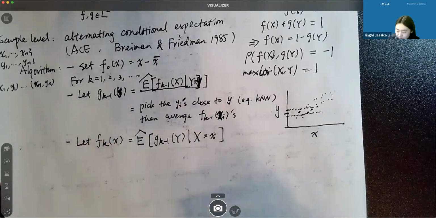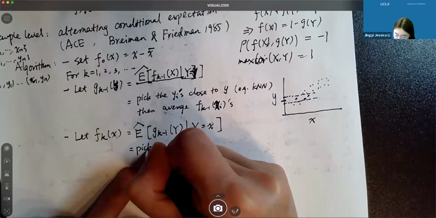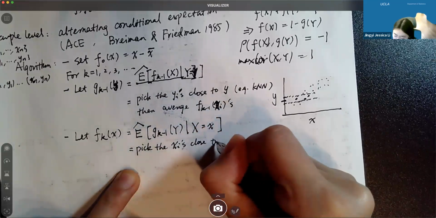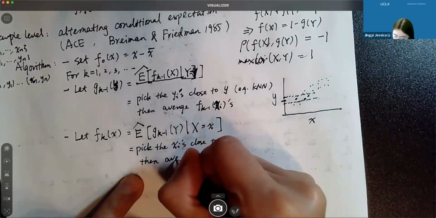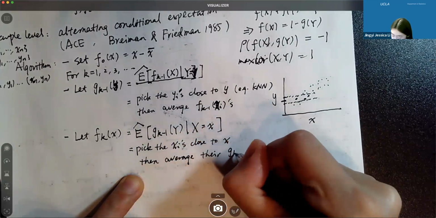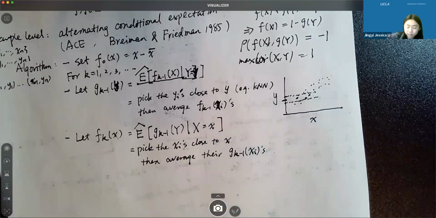So in this way, what do we do? Here the calculation is that you pick the x_i's close to x, and then average their g_k minus 1 values. So you pick that transformation and do the average, and then you alternate those two steps. In each step, you're just doing conditional expectation, until the algorithm converges.